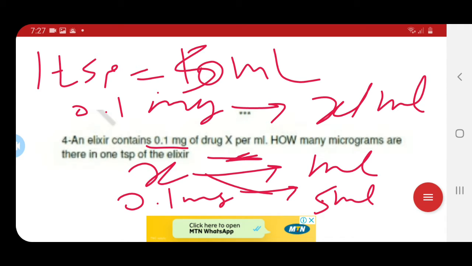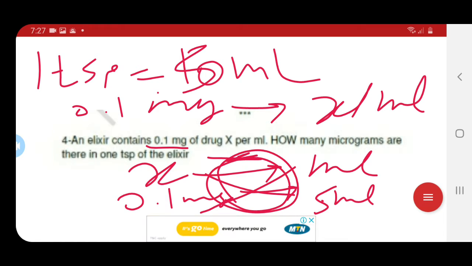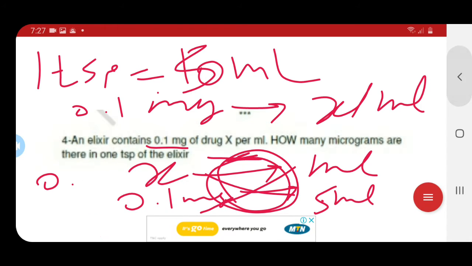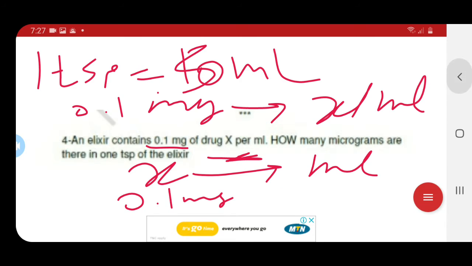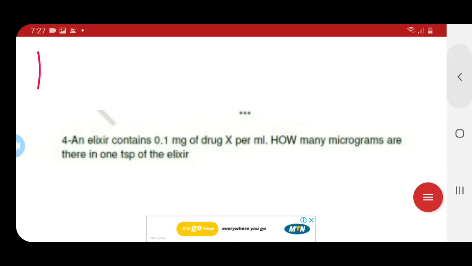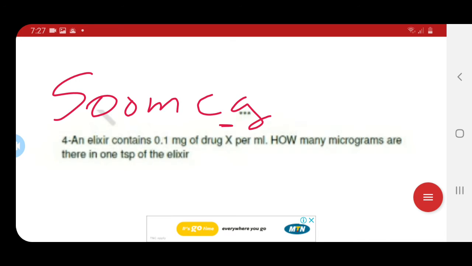5 now, we'll do cross multiplication. So 0.1 times 5 mL over 1 mL equals, it will give us the answer with the equation, as you see. We'll find that 500 microgram as we change the milligram, and this is important.